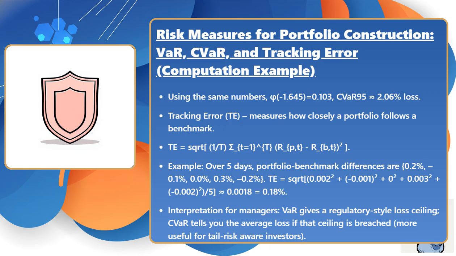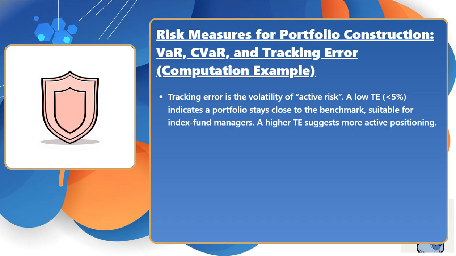Interpretation for managers. VaR gives a regulatory-style loss ceiling. CVaR tells you the average loss if that ceiling is breached, more useful for tail-risk-aware investors. Tracking error is the volatility of active risk. A low TE, less than 5%, indicates a portfolio stays close to the benchmark, suitable for index fund managers. A higher TE suggests more active positioning.